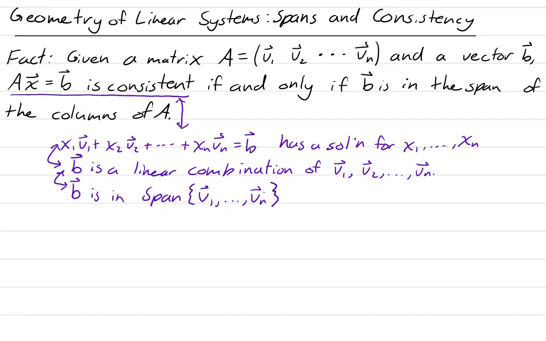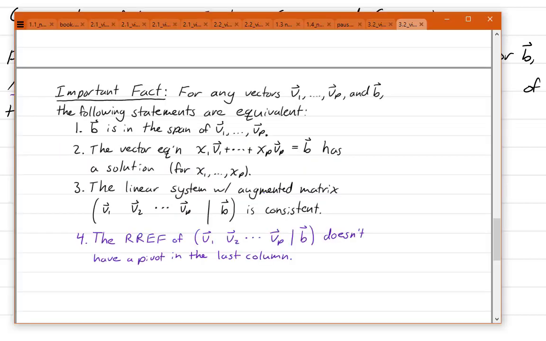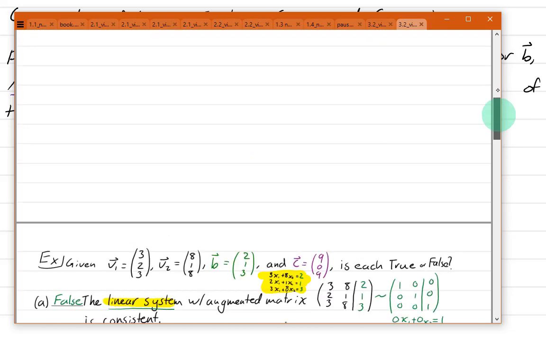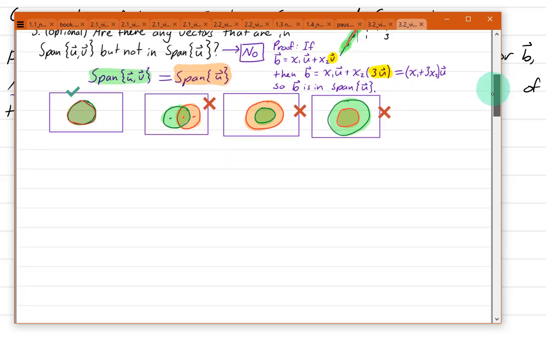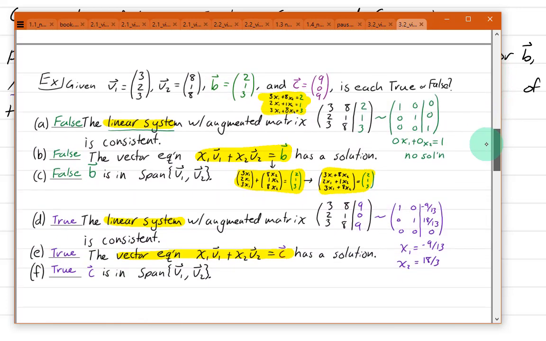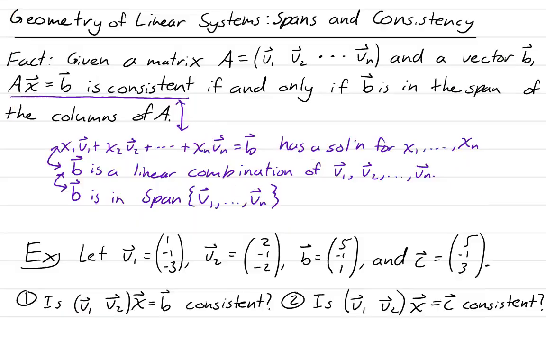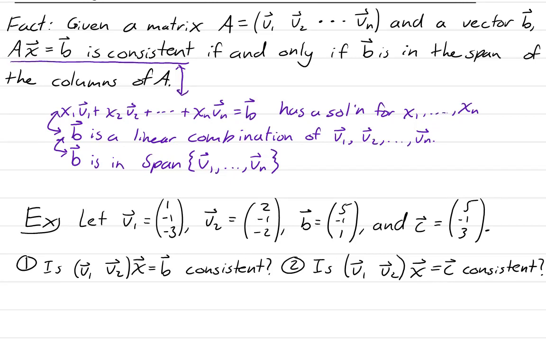If these last two steps aren't making sense, you should probably go back and review the video from the other day, titled Geometry of Linear Systems, The Span, which went into more detail about the definition of the span and how it relates to solutions of vector equations. Here's an example that shows what this looks like. If you want to try it yourself, now's your chance to pause it.